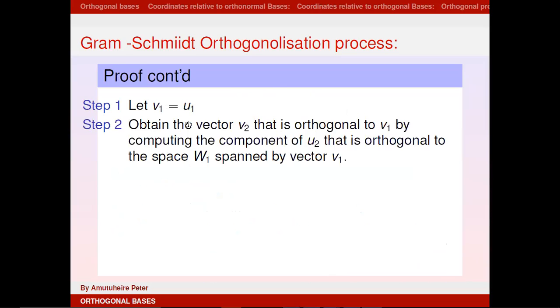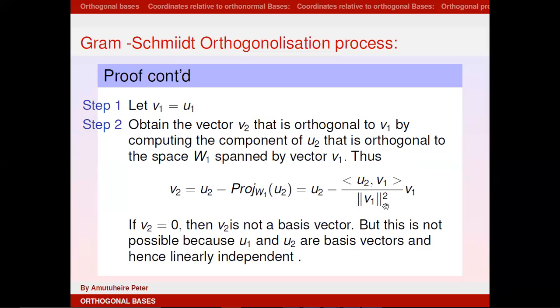U1 is any vector. Then in step 2, we obtain V2, which is orthogonal to V1, by computing the component of U2 which is orthogonal to the subspace W1 spanned by V1. And how do we compute it? We let V2 be U2 minus the orthogonal projection of U2 on W1. But we know that the orthogonal projection of U2 on W1 is given by this expression here. So we get this, and that means we have V2 now.